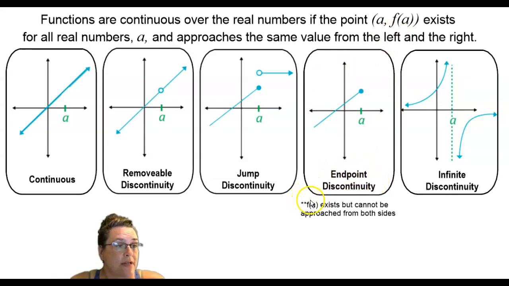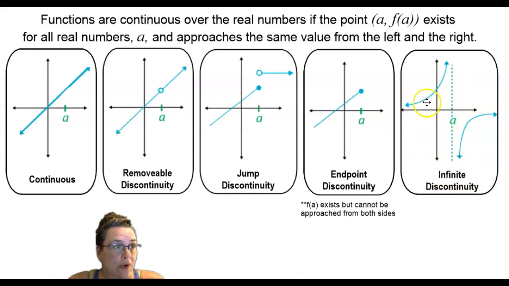And that occurs because f of a exists but can't be approached from both sides, right? At this endpoint, I can get there from the left side of the function, but there is no function on the right that I can approach a from the right side. Then our last example is a rational function, and we see this vertical asymptote here at a, and that's causing something called an infinite discontinuity.